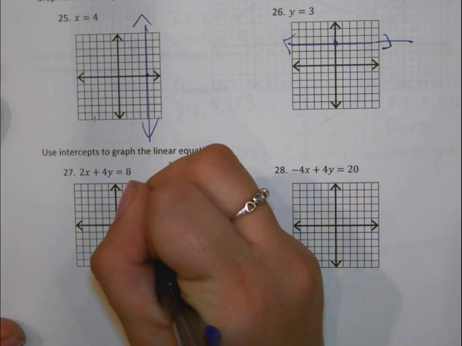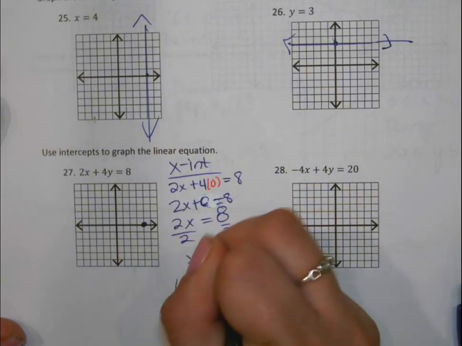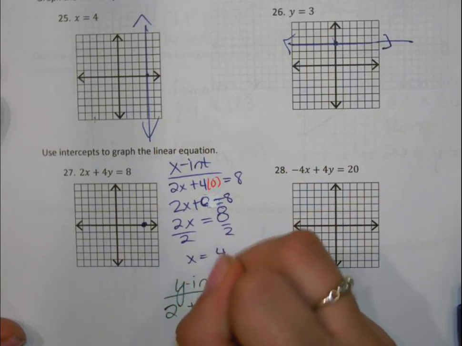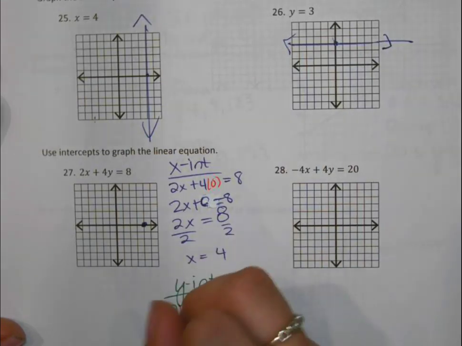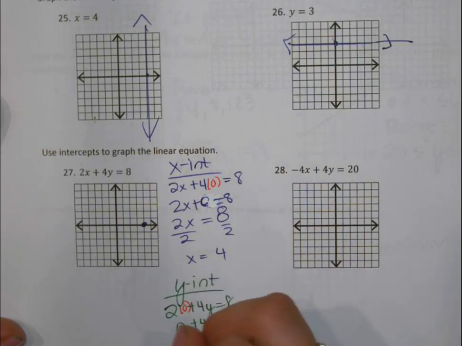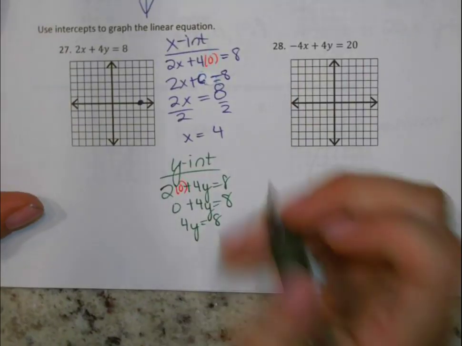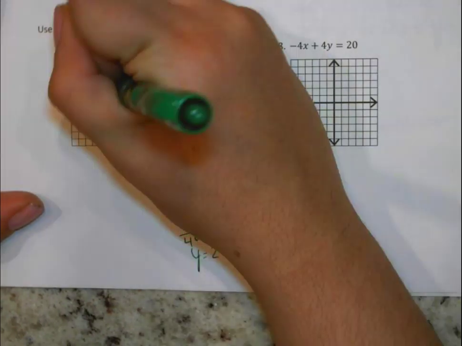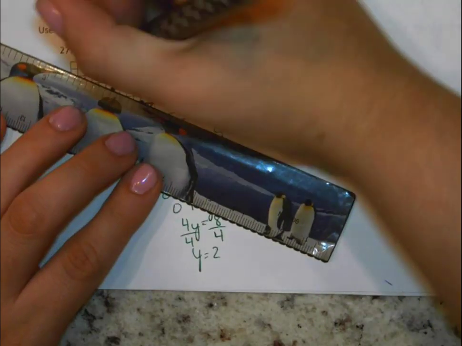So I'll go ahead and put a dot at x equals 4. And I'm going to do the same thing for my y-intercept. Except this time I'm going to plug in 0 for my x. So I have 2 times 0, which is 0. It's 4y equals 8. Just rewrite it as 4y equals 8. Move this up a bit. And then I divide by 4 on both sides. Y equals 2. So I'm going to go ahead and put a dot at y equals 2. Once I have both points, I connect them.